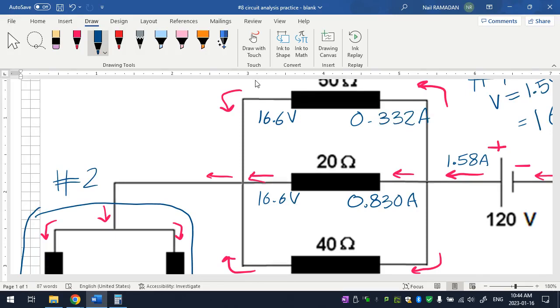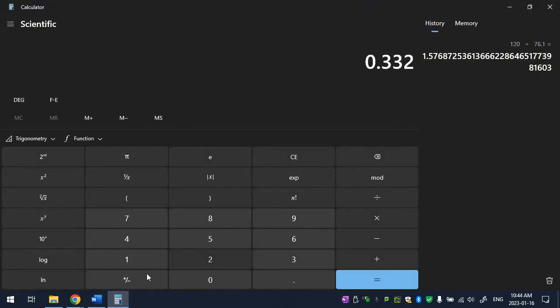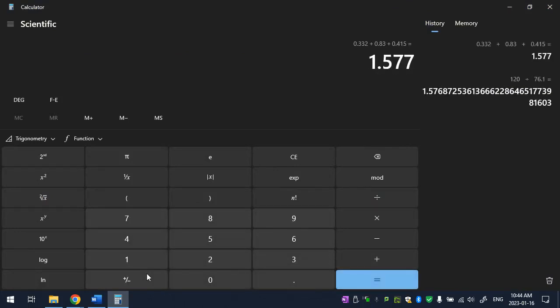Before I leave this group and go to the next group, how should I check that my answers make sense? If I add all of them, I should get super close to what? Okay, let's add them up. 100%. Again, that's why if you are within a single decimal, you're fine. So let's do this. 0.332 plus 0.830 plus 0.415. Come on, it's 1.58, right?